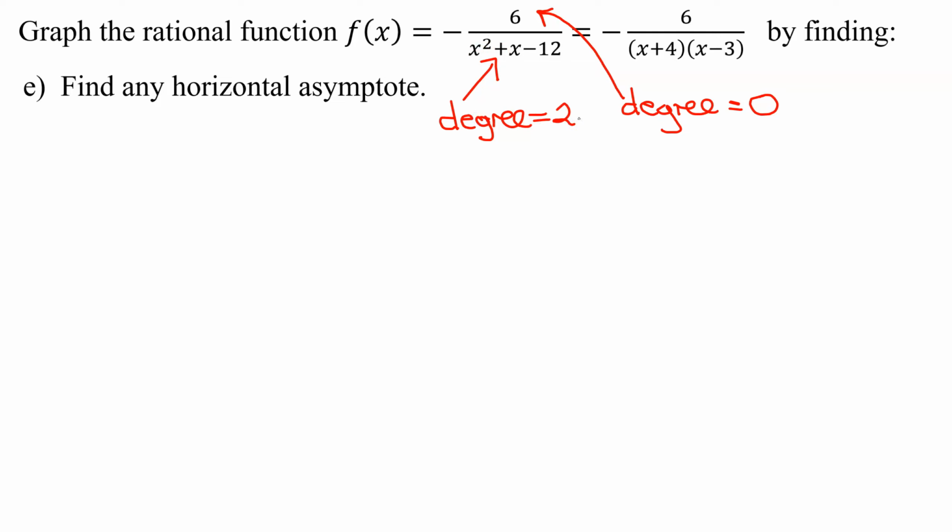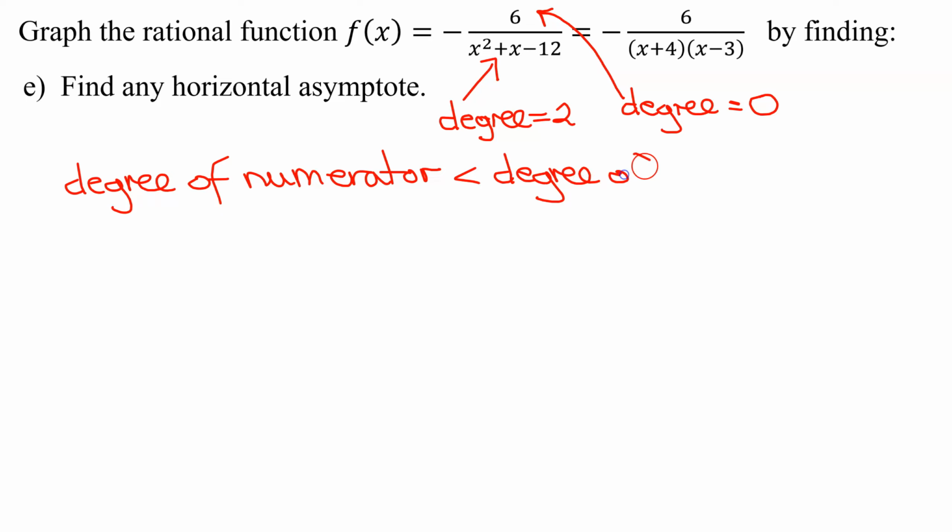So this is a case where the degree of the numerator, excuse my terrible handwriting, is less than the degree of the denominator. And in that case, the horizontal asymptote always has the equation y equals 0.